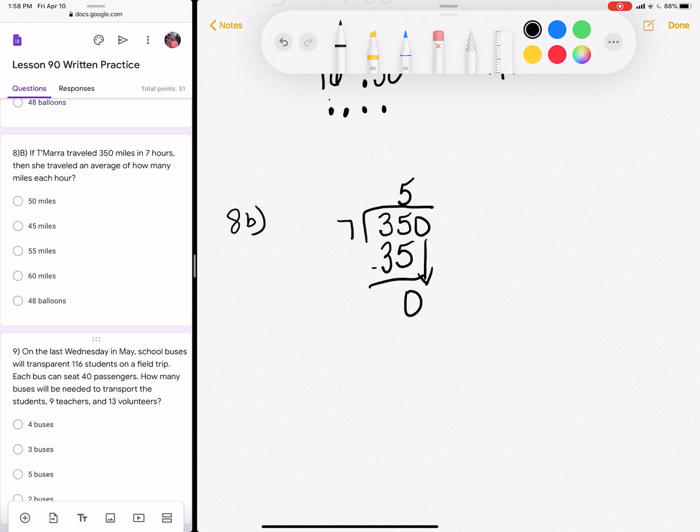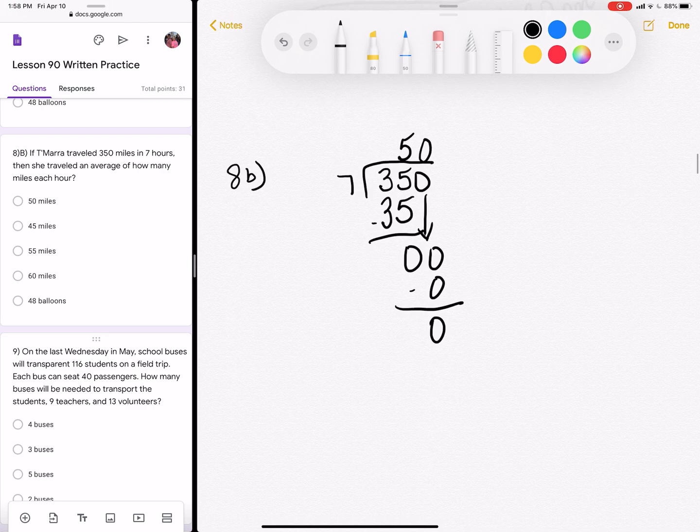Subtract. It is still important to answer the question, how many 7s are in 0? 0. 0 times 7 is 0. No remainder. 8B is 50 miles.